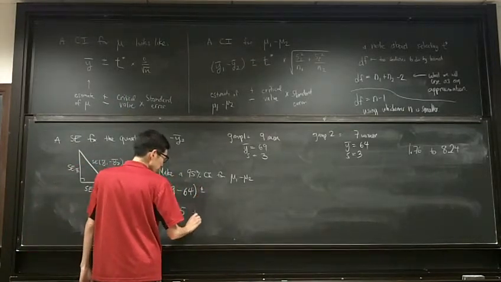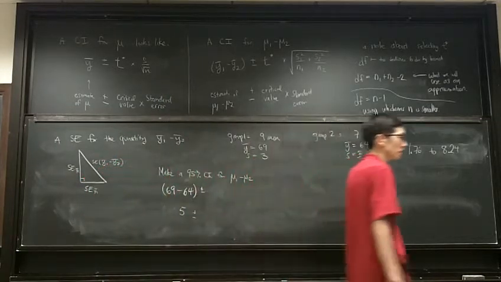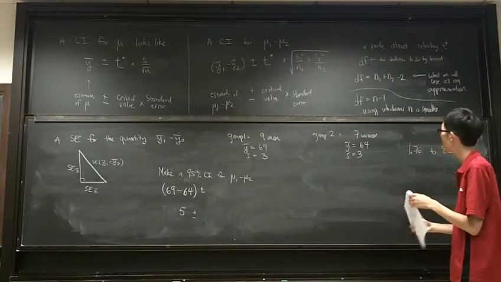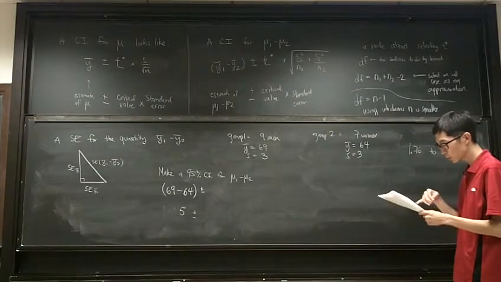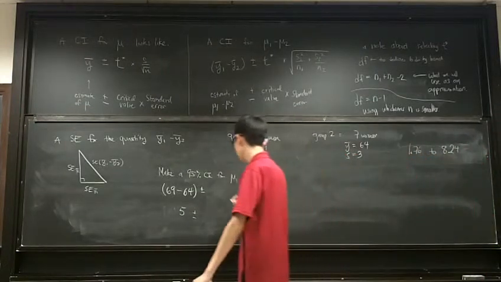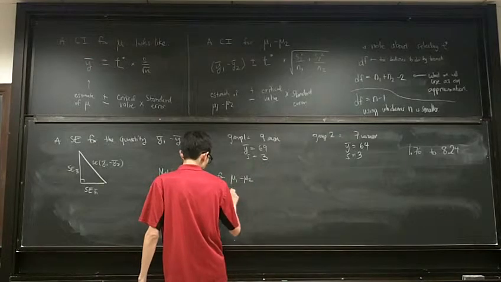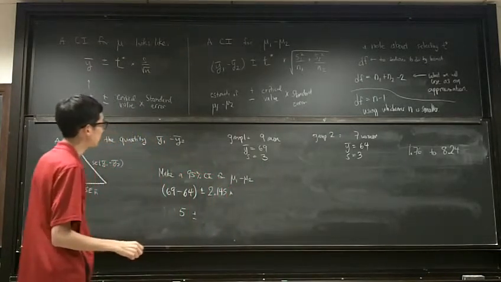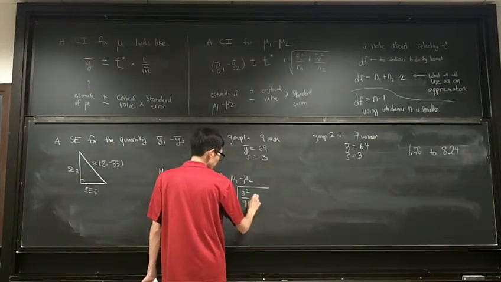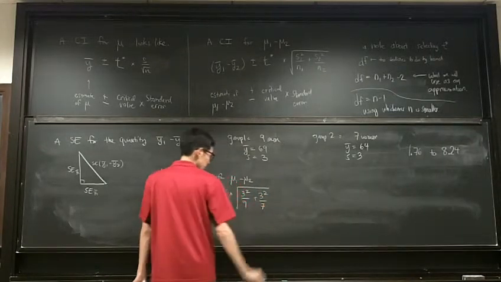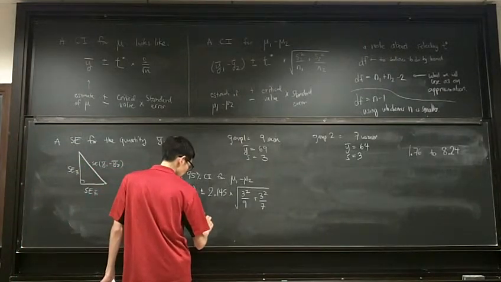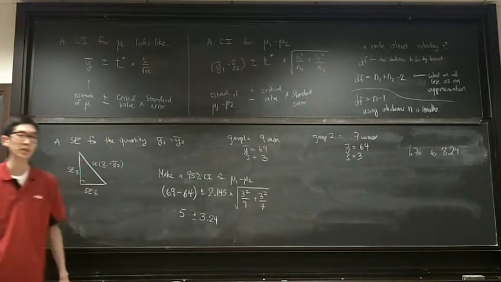Then I'm going to go plus or minus my t star value. So here I have a total of 16, n1 plus n2 minus 2, so 16 minus 2, 14 degrees of freedom, and 95% confidence. That gives me 2.145. And I'm going to multiply that by my standard error, which is going to be 3 squared over 9 plus 3 squared over 7. Right? And if I did my calculations right, I get 5 plus or minus 3.24.